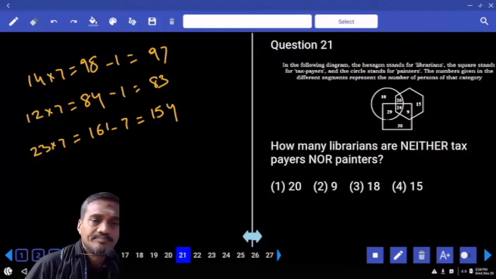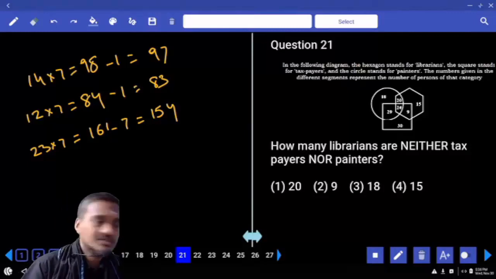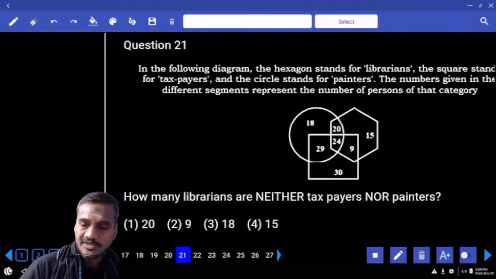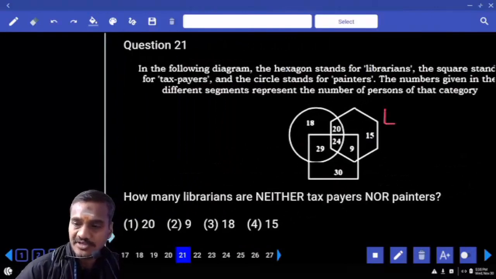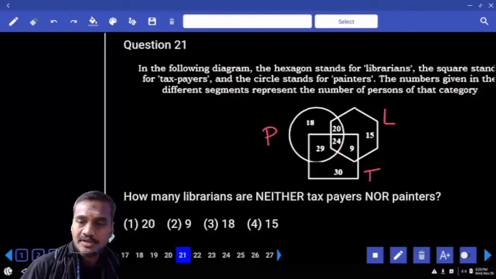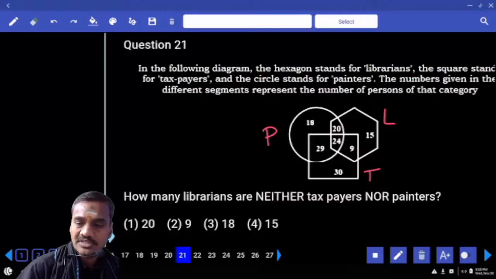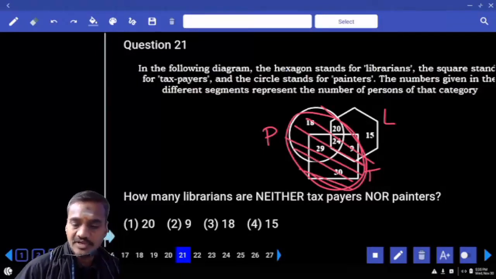Now in this 21, the following hexagon stands for librarians. Hexagon stands for what? Librarians. Square, taxpayers, and circle, painters. The numbers given in the different segments are represented by the categories. How many librarians are neither taxpayers nor painters? That means circle and square should not be present in this. Now if you close this one, tell me what is left over? 15. 15 is your answer choice.